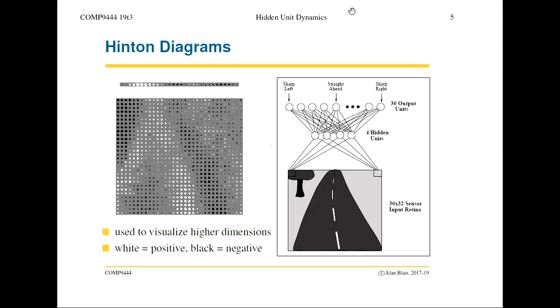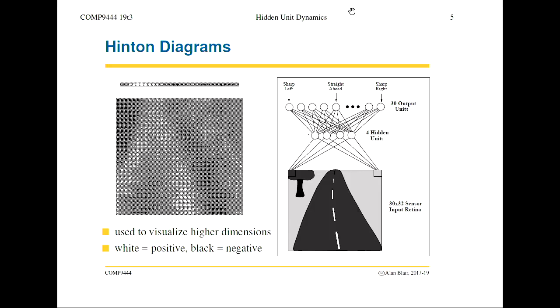The task dates back to about 1990. They had a car or an SUV that tries to drive itself autonomously, and one of the sensors it has is a camera mounted at the front of the vehicle. It produces an image that's 30 by 32, and it goes through a number of hidden nodes and then produces an output. The output here is trying to decide which direction to steer the car.